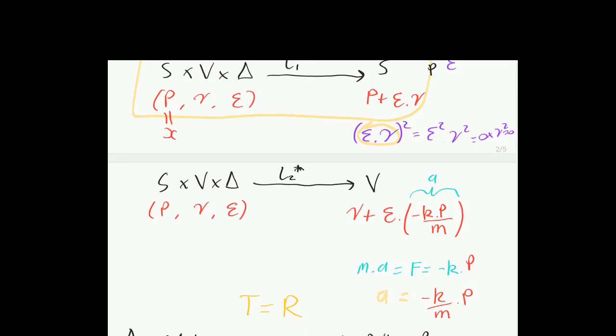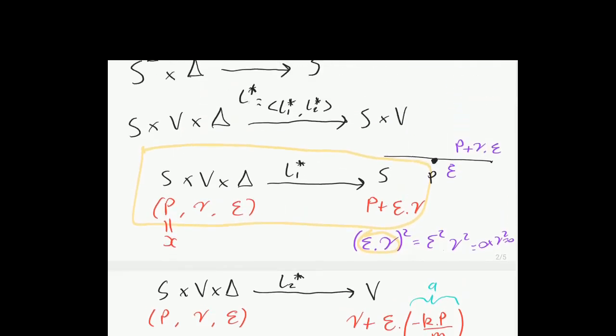And this is basically given by Hooke's law. So what L2 star is doing is it's sending the current displacement P, velocity V, and the amount of time epsilon we want to look into the future, and then it's giving us the new velocity, and that's just going to be equal to the current velocity V plus this nil square infinitesimal times the acceleration. And we have from our previous physics law that this acceleration is going to be equal to minus k times the displacement divided by m. So you see that we get basically a law of motion here.